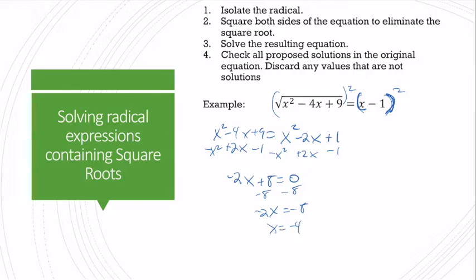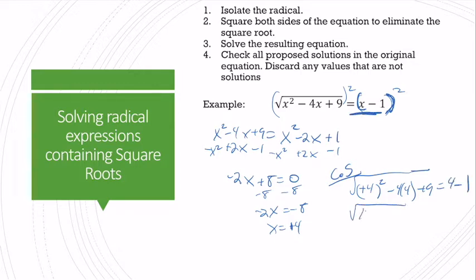Let's go ahead and check this solution. Here's where I'm checking my solution. It's not negative 4, it's positive 4. If I have positive 4 squared minus 4 times 4 plus 9 equal to 4 minus 1, that gives me the square root of 16 minus 16 plus 9 equals 3. The square root of 9 equals 3, 3 equals 3, x equals 4 is my only solution.